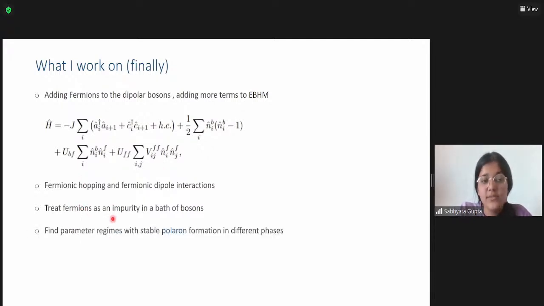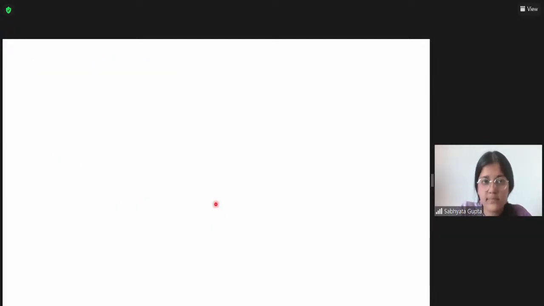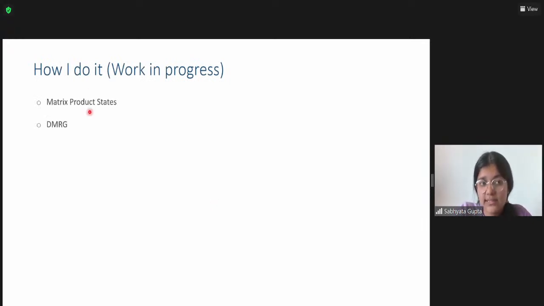I try to find parameter regimes where a stable polaron formation is possible in different phases. A polaron is a quasi-particle which forms a bound state. Then I try to characterize phase transitions for the system and study the entanglement structure. I also use matrix product states, DMRG, and TDVP to study this system.